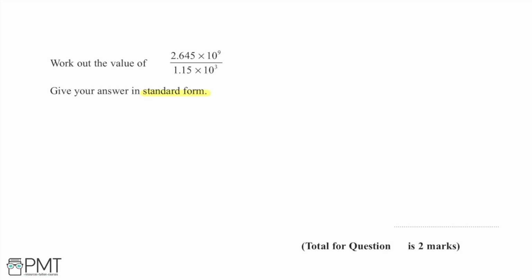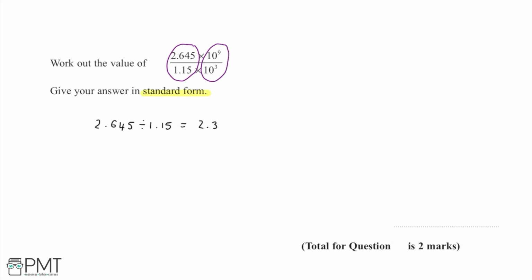So working with two things multiplied together on the numerator and denominator, we can work with these separately. So I can isolate the first and second parts, the standard form parts and the just number parts that we have at the start. So I can do these calculations separately and then it will leave me with an answer in standard form. So if I start by doing 2.645 divided by 1.15, that's going to give me an answer of 2.3, which is a nice answer.